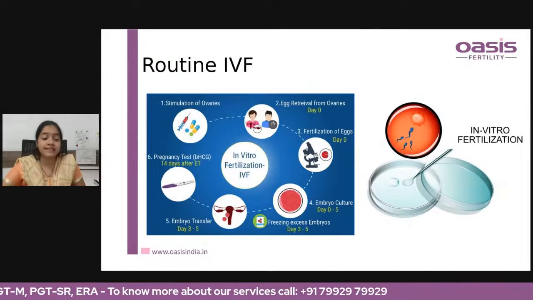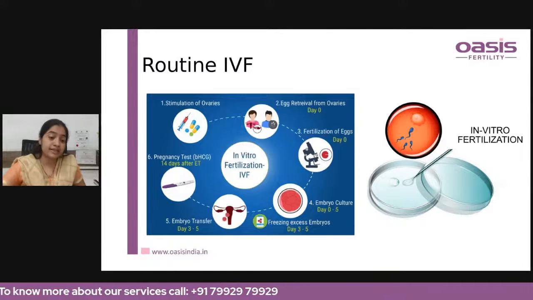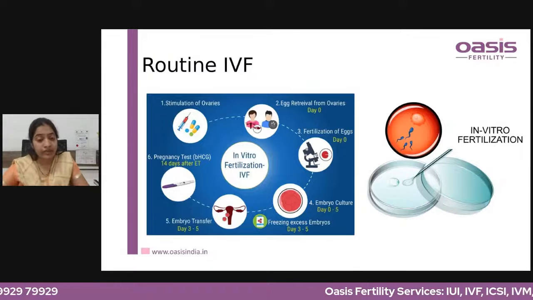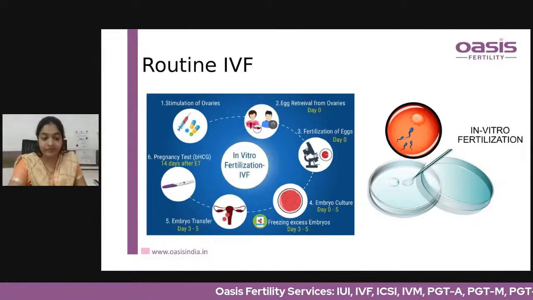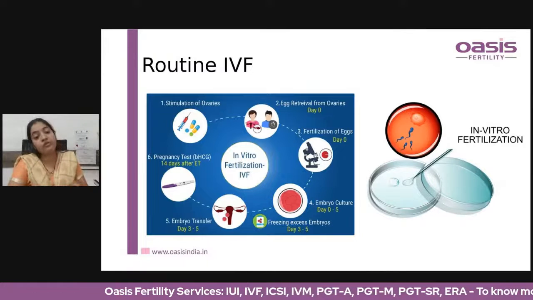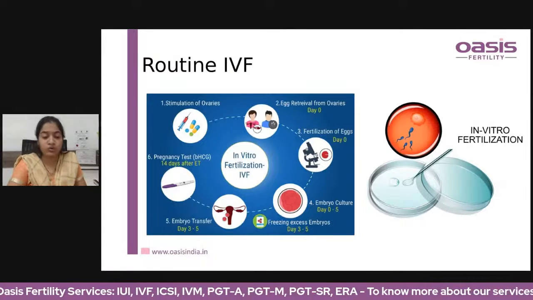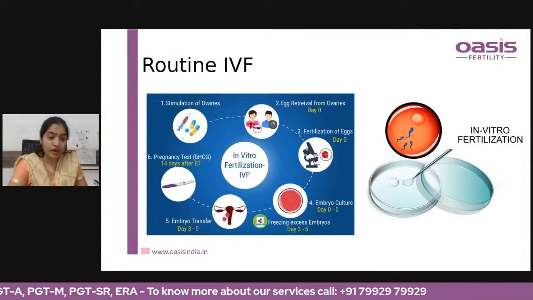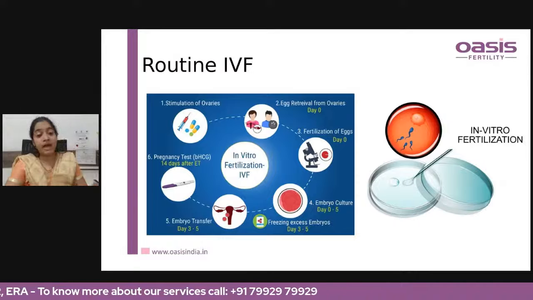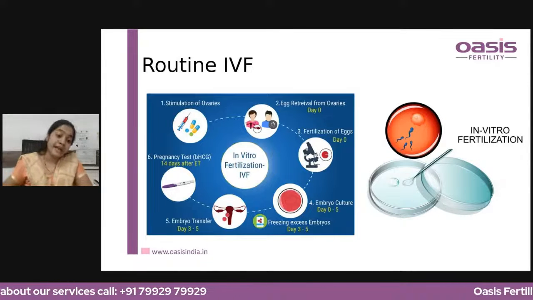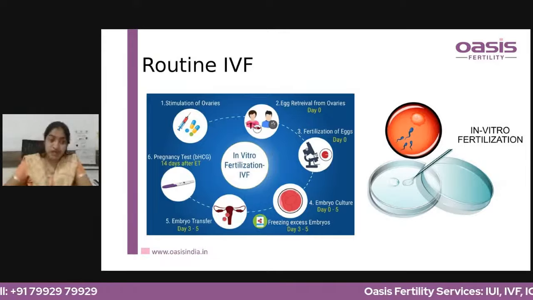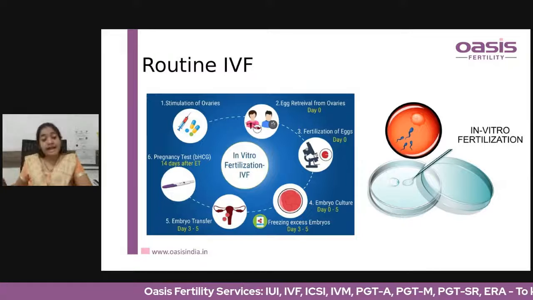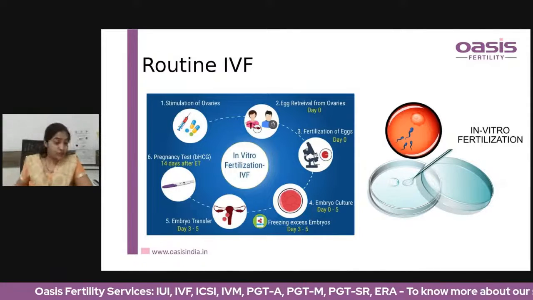the maturity injection is given, which we call the trigger injection. This trigger injection is given after the eggs are matured. In IUI or ovulation study, we have only 1 or 2 or maximum 3 mature eggs in the process. But in IVF it is different. Here we aim for at least 10 to 12 eggs. The maximum pregnancy is achieved when we retrieve at least 10 to 12 mature eggs.